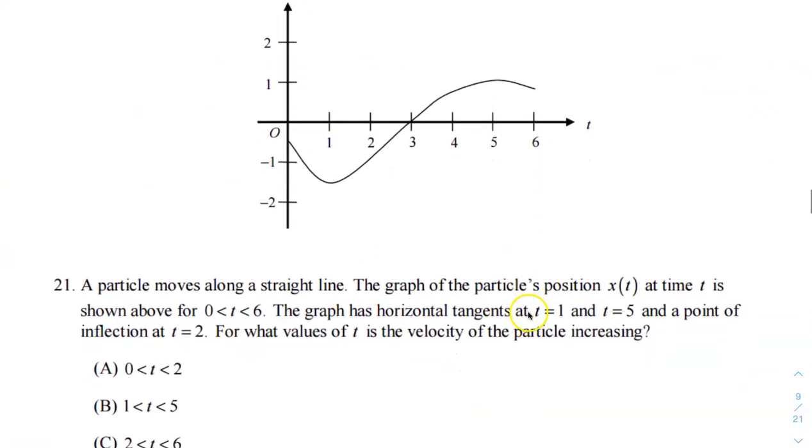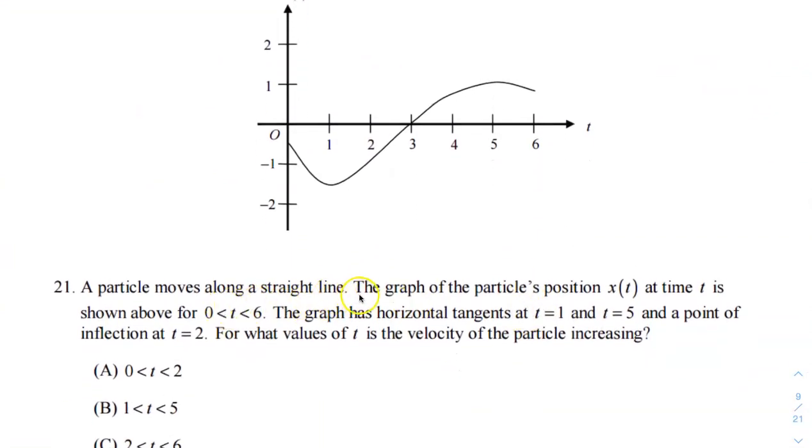Next one, a particle moves along a straight line. The graph of the particle's position, x(t), at time t is shown above from 0 to 6. So this is position, very important to keep note. The graph has horizontal tangents at 1 and 5, and a point of inflection at t equals 2. For what values of t is the velocity of the particle increasing?